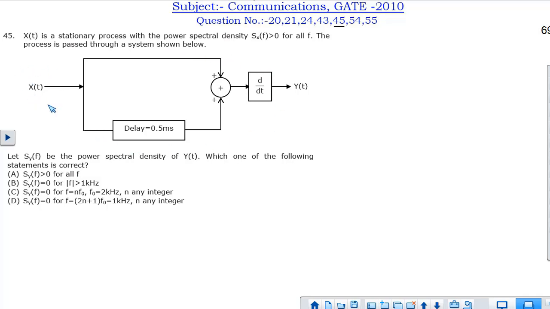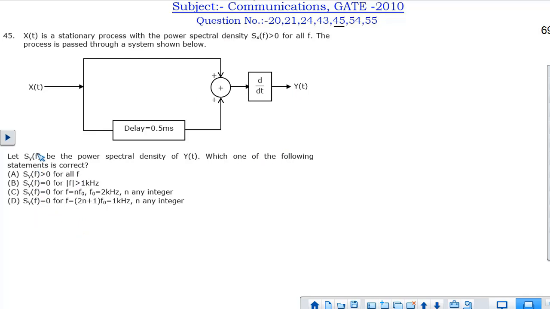The x(t) process is passed through a system which has a delay parameter, and after the summation there is a differentiator, then we get the output process y(t). Let Sy(f) be the power spectral density of y(t), that is the power spectral density at the output y(t) is given as Sy(f), and the input power spectral density is given as Sx(f). Which one of the following statements is correct, that we have to see.